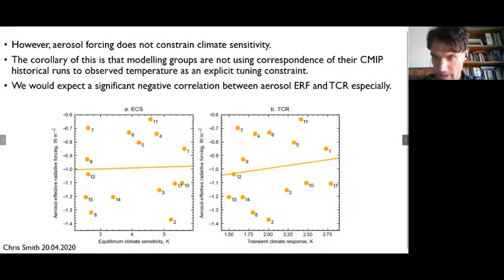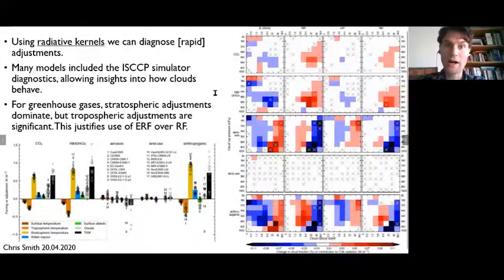So moving on, we are looking at the adjustments, previously known as the rapid adjustments, in a bit more detail here in the various models. What we do is use a radiative kernel technique. This is a technique that was used initially in the climate feedback literature, and we now extend this to the atmospheric state variables and these fixed sea surface temperature runs to determine what the adjustments are.